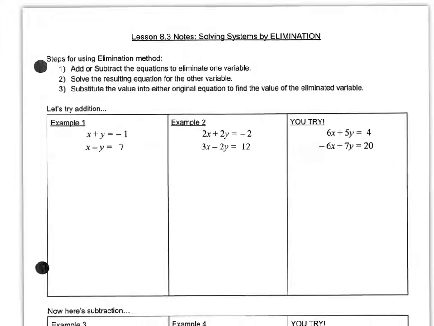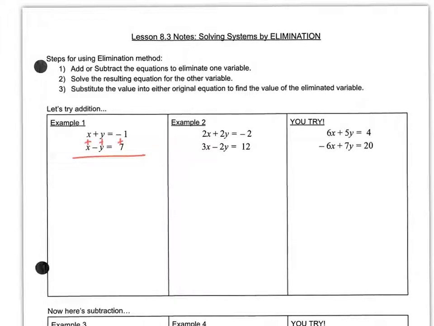First example. We have x plus y equals -1 and x minus y equals 7. So here we're going to do addition, since I put it at the top of these notes. Let's try addition. We're going to add everything straight down. The reason we're able to do this is that if we say the left side is equal to the right side, they're the same value, right? So if the left side is 7, the right side is also 7. They have the same weight.